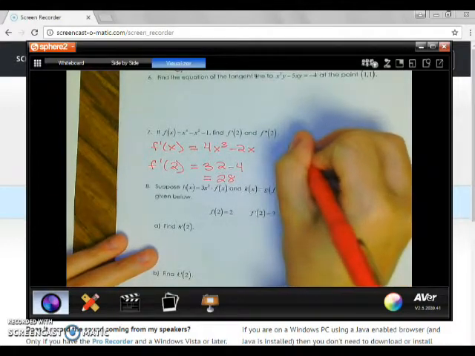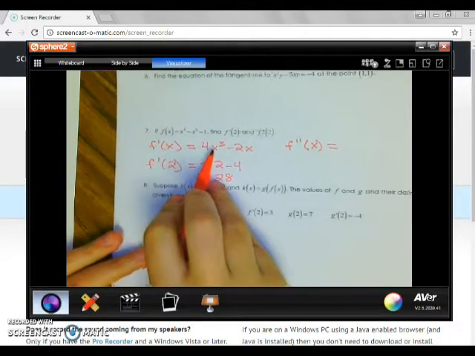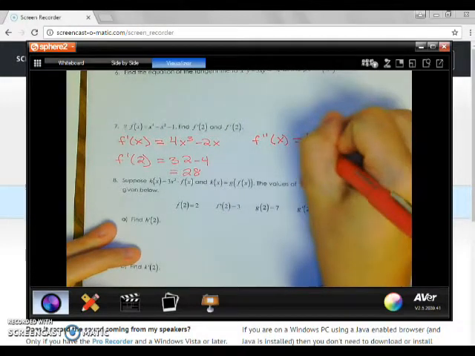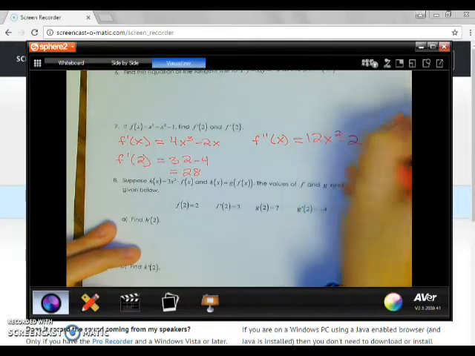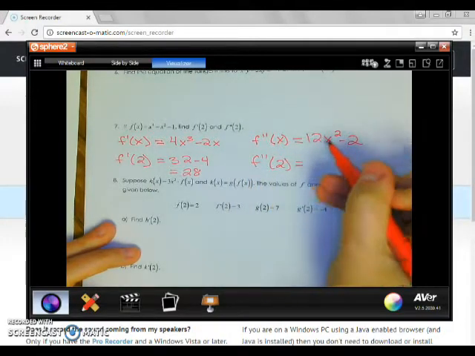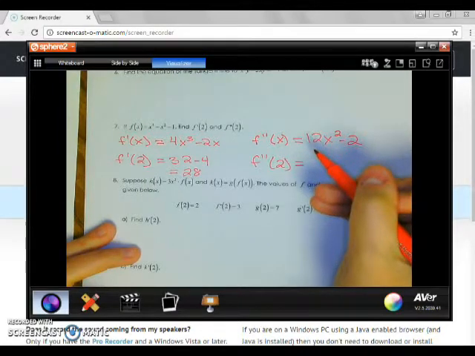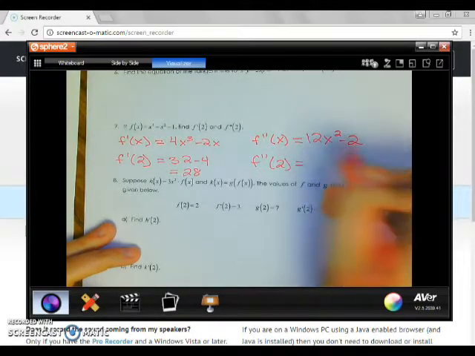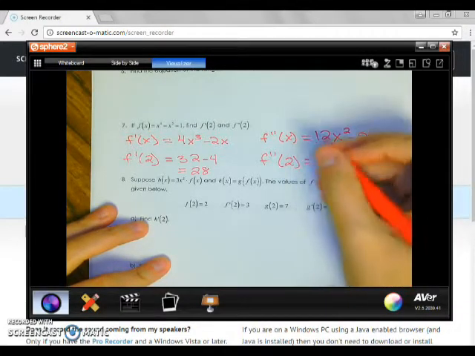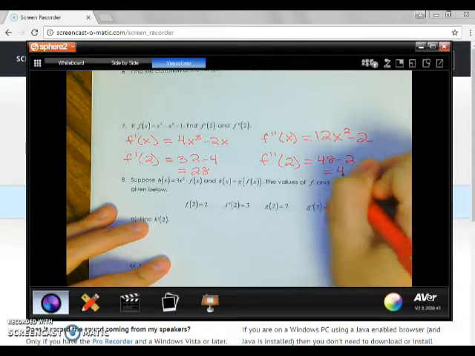And now if it's asking you to take the second derivative, that means I'm looking here before I take my derivative. So when I take the derivative, 3 times 4 is going to be 12x squared minus 2. And if I'm evaluating that at 2 as well, I plug in a 2. 2 squared is 4. So we are going to get 4 times 12 is 48 minus 2, so my answer there is going to be 46.